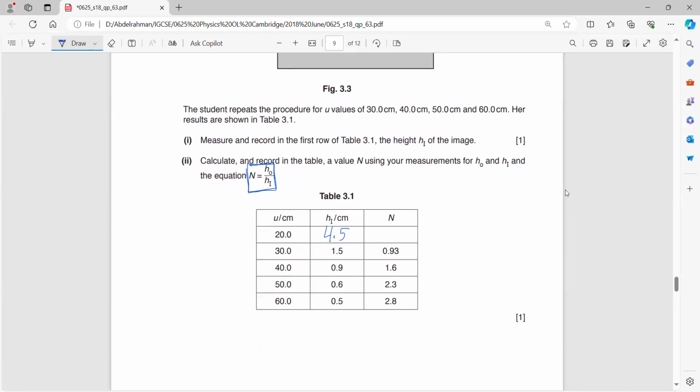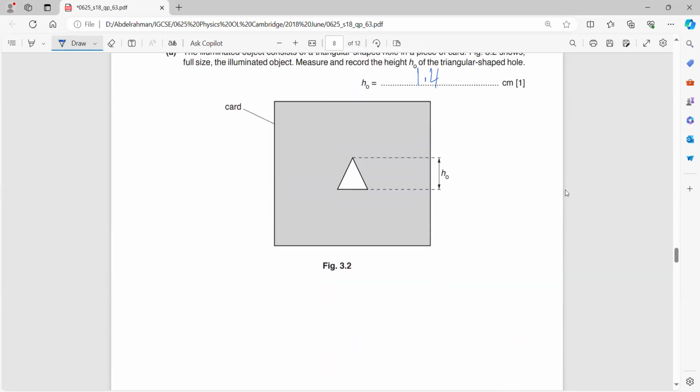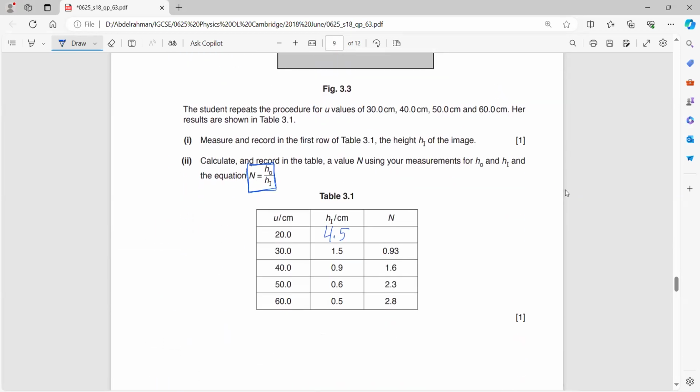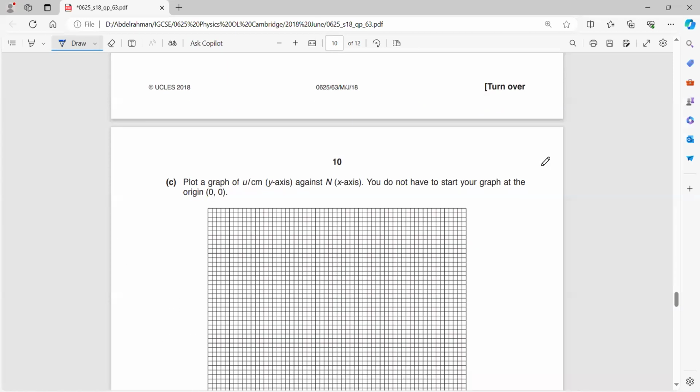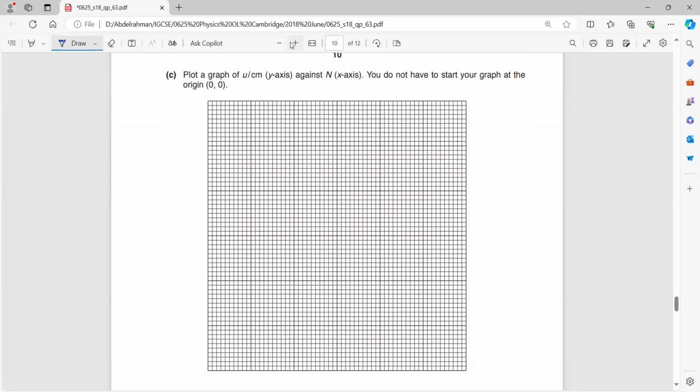Yeah? H0 was how much? H0 was 1.4. Yes. So 1.4 over 4.5, which is 0.311, 0.3, 0.31. Nice. 0.31. Of course, if I have a table, then probably I will need to draw a graph. 4 marks.